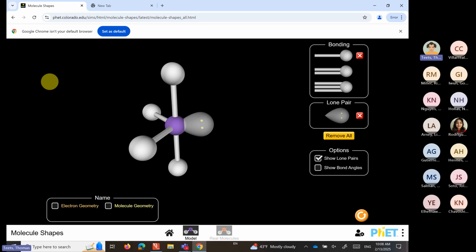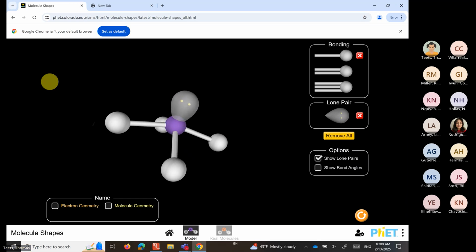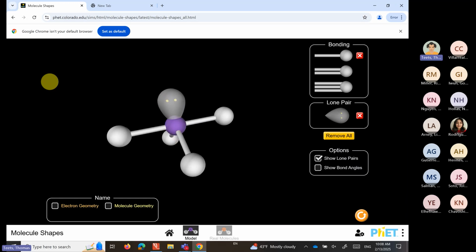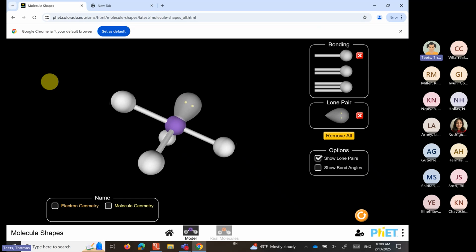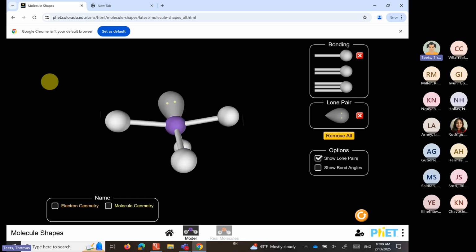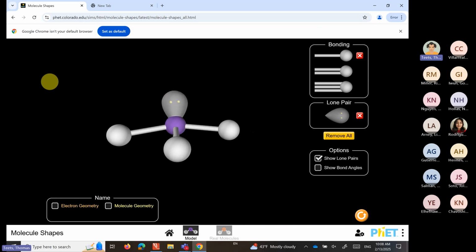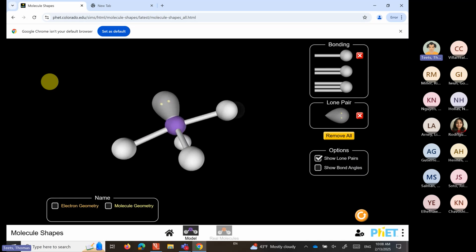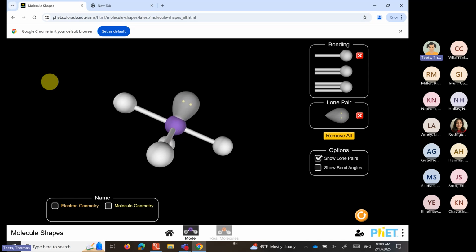So if we go here and turn this on its side, that's what seesaw looks like. And again, it can rock back and forth like that. That's why we call it seesaw. If you're familiar with the playground object called a seesaw, hopefully that makes sense to you. All right, so that's the seesaw geometry, but there's one lone pair there on one of the equatorial positions.